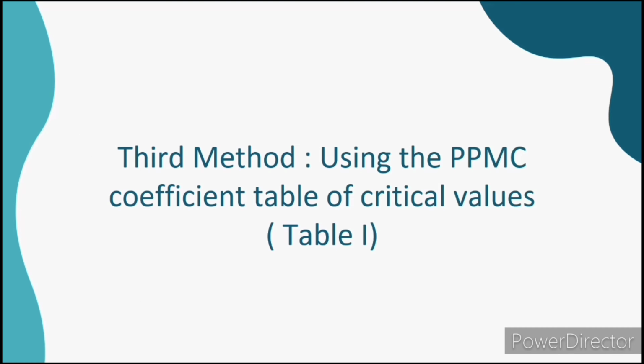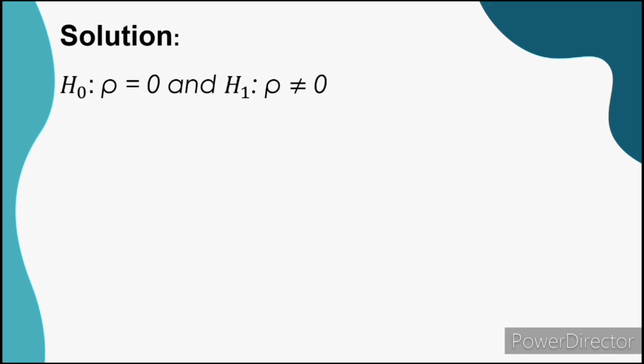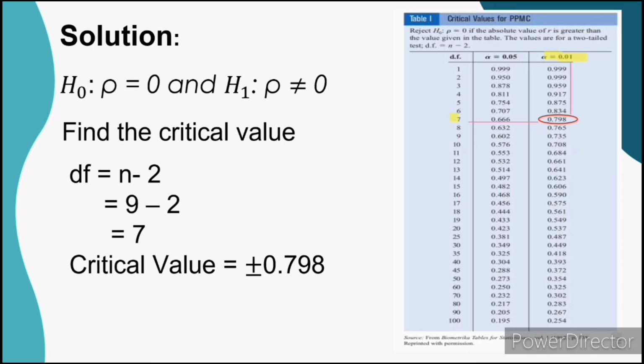Third method, using PPMC coefficient table of critical value or table I. Test the significance of the correlation coefficient r equal to 0.067 at alpha equal to 0.01. Our null hypothesis is rho is equal to 0 and alternative hypothesis is rho is not equal to 0. Next, we're going to find the critical value. df is equal to n minus 2. So 9 minus 2 is equal to 7. Intersection of 7 and alpha 0.01 is 0.798. So the critical value is positive negative 0.798.